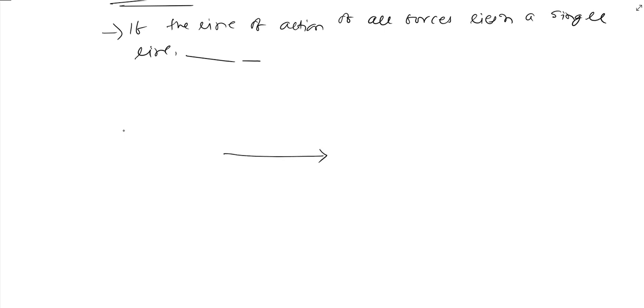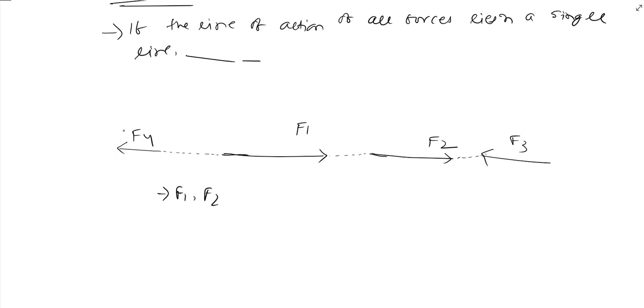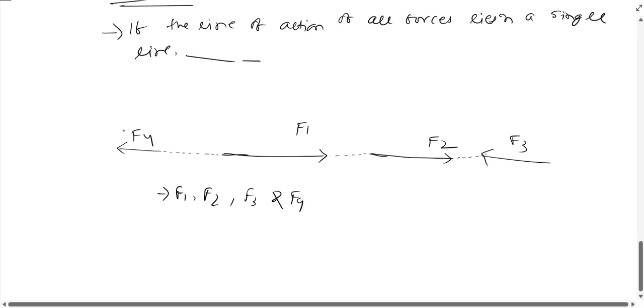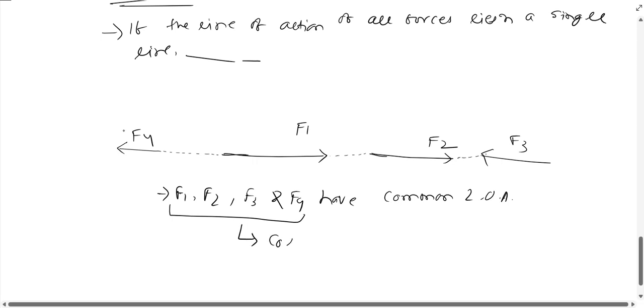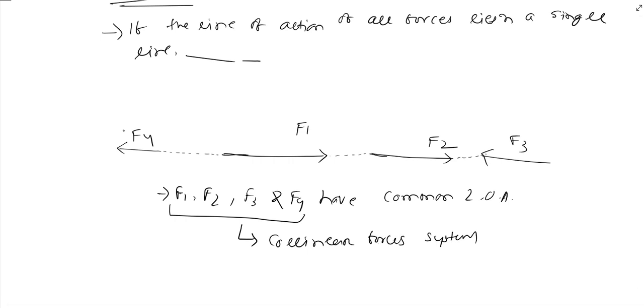So this is, let's say, F1, okay, and let this one be F2. Let this one be F3, and यहाँ पे और एक फोर्स है, that is F4, and यहाँ पे देखो all F1, F2, F3 and F4 have common line of action. So these forces are nothing but a collinear force system.